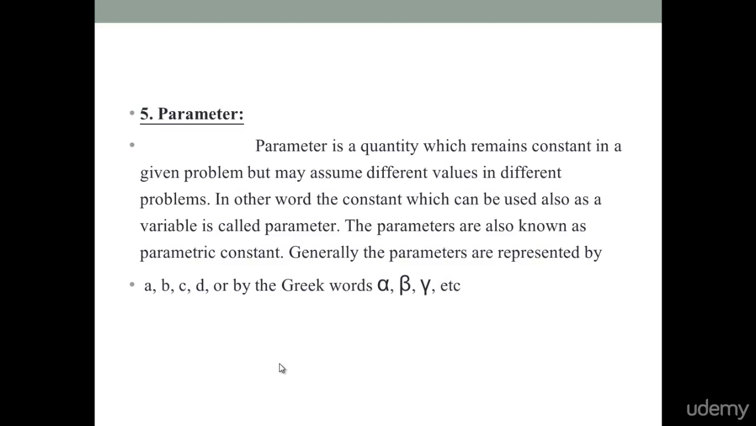Now we discuss what is a parameter. A parameter is a quantity which remains constant in a given problem but may assume different values in different problems. In other words, we can say the constant which can also be used as a variable is called a parameter. Parameters are also known as parametric constants. Generally, parameters are represented by a, b, c, t, or by the Greek letters alpha, beta, and gamma, etc.